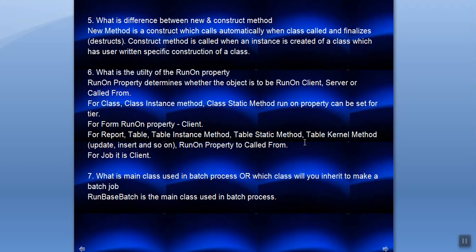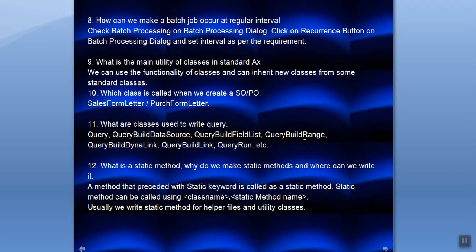What is the main class used in batch process? The very easy answer for this is that RunBaseBatch is the main class used for batch processes. How can we make a batch job occur at regular intervals? Click the batch processing dialog's recurrence button and put in the interval as per your requirement. Other options are available to set, like end date and time frame.